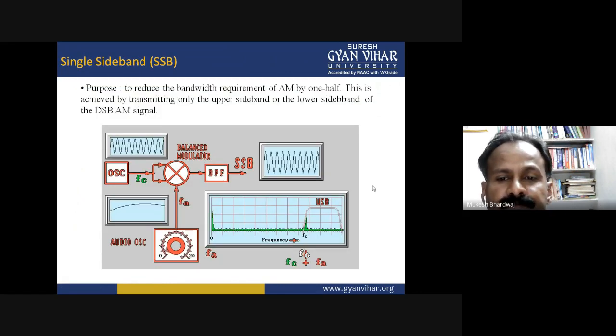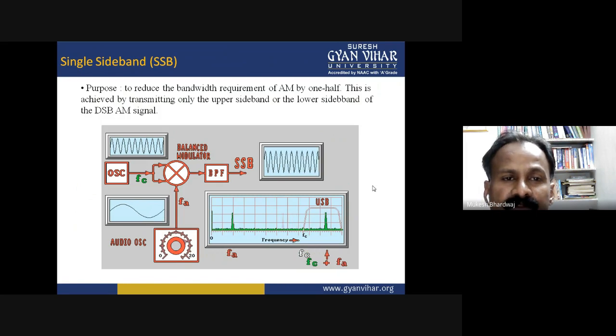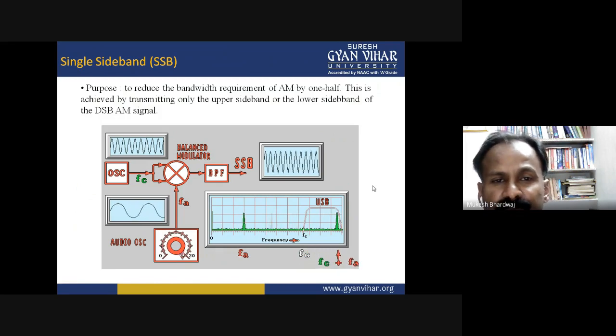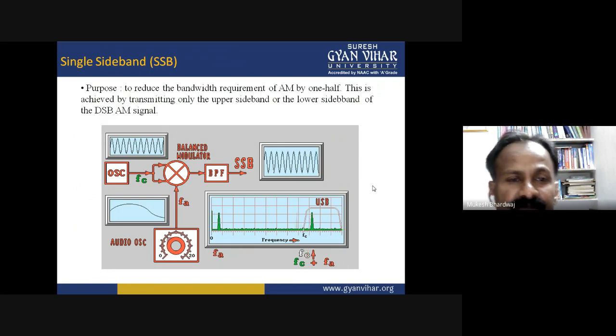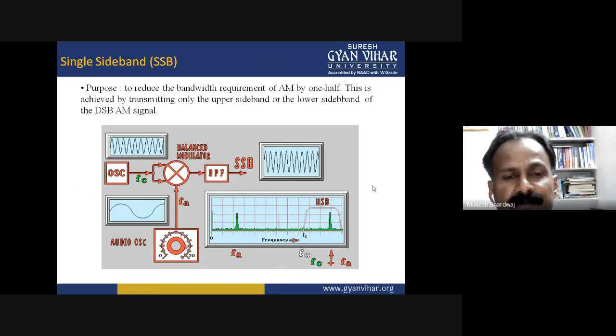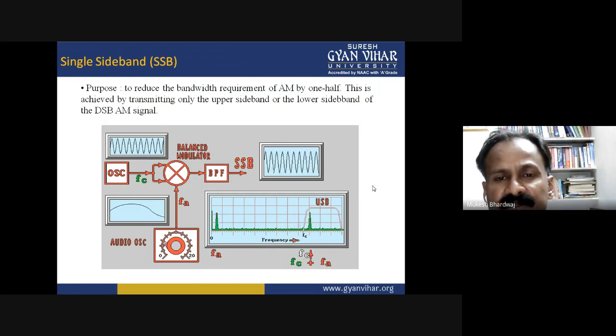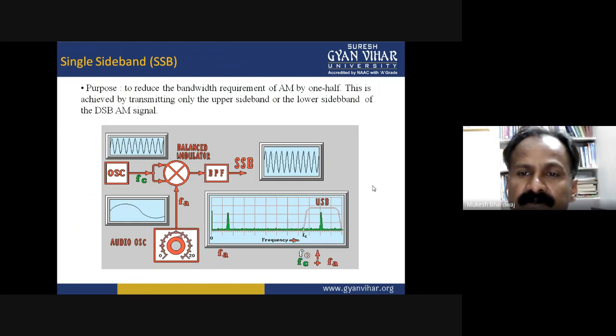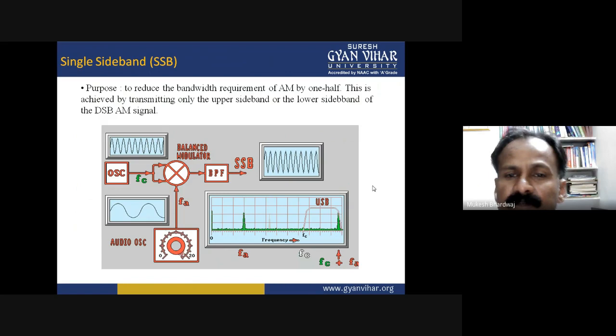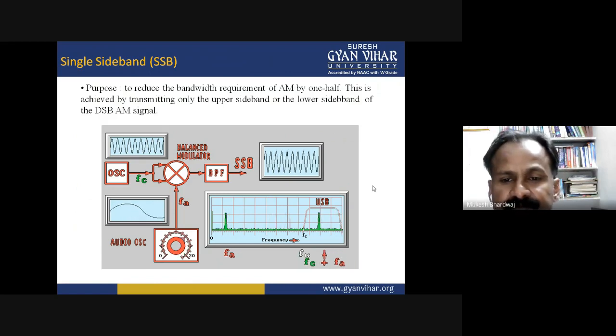Now, single sideband is proposed to reduce the bandwidth requirement of amplitude modulation by one half. This is achieved by transmitting only the upper sideband or the lower sideband of the double sideband amplitude modulated signal. Because the upper sideband or the lower sideband contains the same information. So, to reduce the bandwidth requirement, we try to transmit only the upper sideband or the lower sideband.